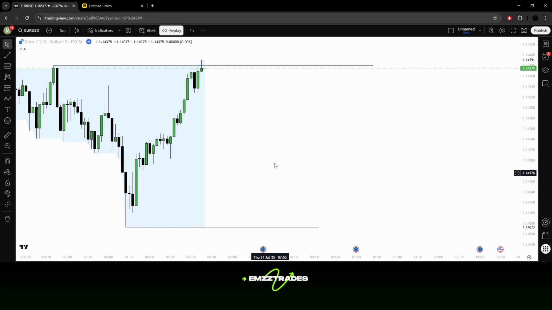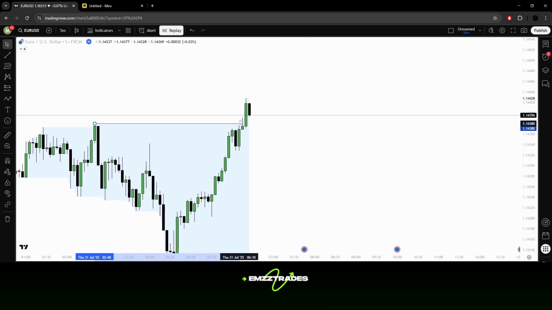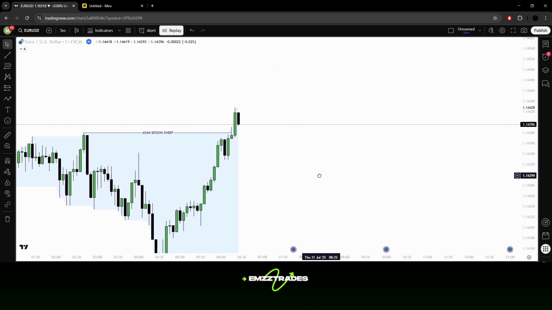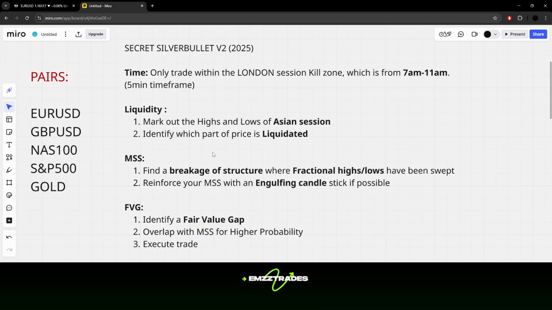Right, so as you can see, if I play price forward, you can see that the highs have completely been swept there. So what I'm going to do now is mark this out as my Asian session sweep. And as soon as that's done, what I need to do from here on out becomes very, very simple. You need to now find a break of structure where fractal highs/lows have completely been swept, and then we can reinforce our market structure shift with an engulfing candlestick if possible.